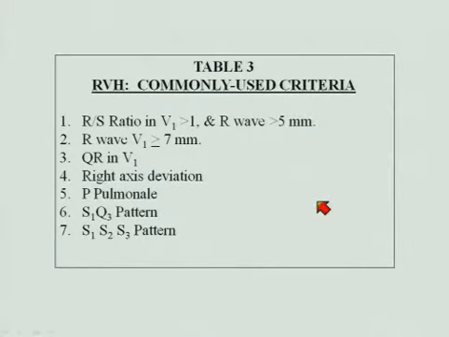Here are some of those commonly used criteria for RVH. I've already said the R over S ratio in V1, or an R wave greater than 5 millimeters. Some use 7 millimeters. A QR in V1 can be indicative of RVH. Right axis deviation we've already talked about. The right atrial abnormality, or P pulmonale. I will show you in a moment an S1 Q3 T3 pattern and an S1 S2 S3 pattern, also reflections of the rightward axis in this setting.